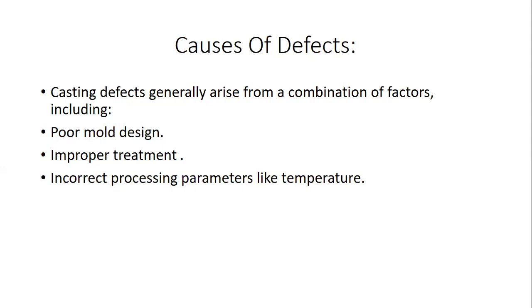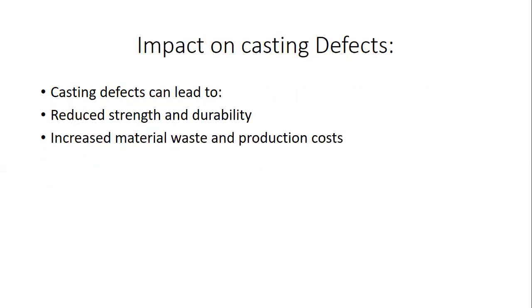So what are the main reasons for having casting defects in the metal material? Poor mold design, improper treatment of the material, and incorrect processing parameters like solidification temperature during the casting process. Due to this, what are the big impacts of casting defects from an external point of view? Reduced strength and durability of the material, and increased material wastage and production cost. These are the two big impacts we can see as external problems due to the above possible casting defects.